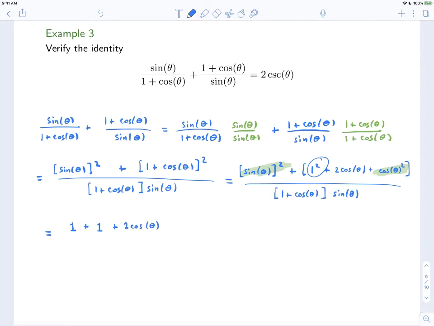And all of that divided by 1 plus cosine theta times sine theta. So again, we're not doing anything to the denominator. Just to be clear about the 1's, this first one came from sine squared plus cosine squared. That was equal to 1. The second one came from the 1 squared.